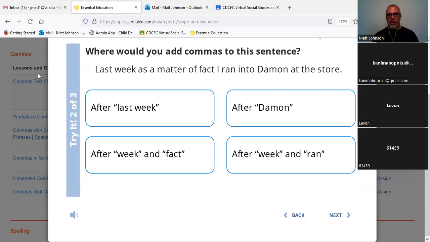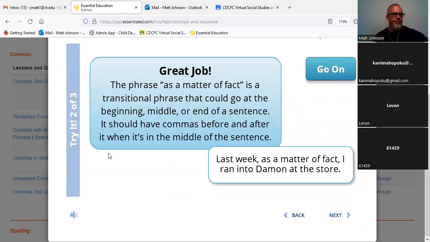Actually, "last week," comma, "I ran into Damon at the store" would also work. You would need a comma after "last week" because "I ran into Damon at the store" is actually your independent clause, right? That is your complete sentence that stands alone. So last week, comma. As a matter of fact, comma, I ran into Damon at the store. And by doing that, we make a more complete, or a more complex sentence. The phrase "as a matter of fact" is a transitional phrase that could go at the beginning, middle, or end of a sentence. It should have commas before and after it when it's in the middle of the sentence.